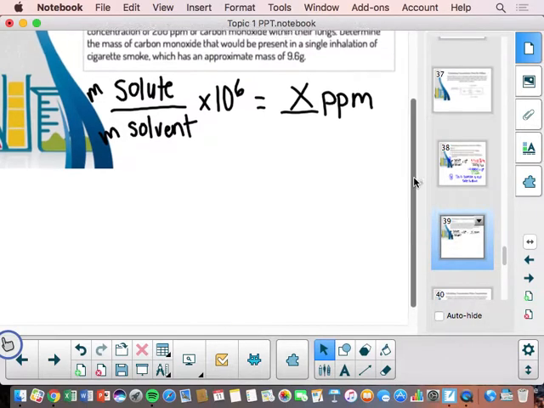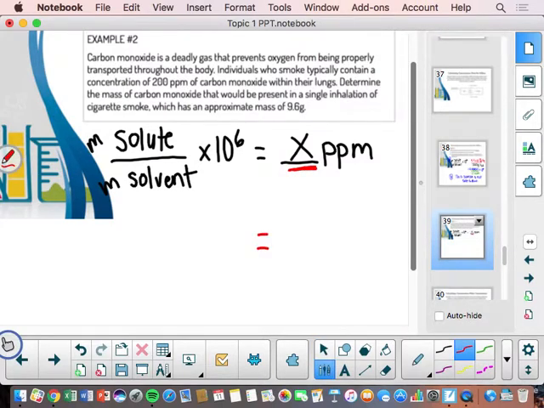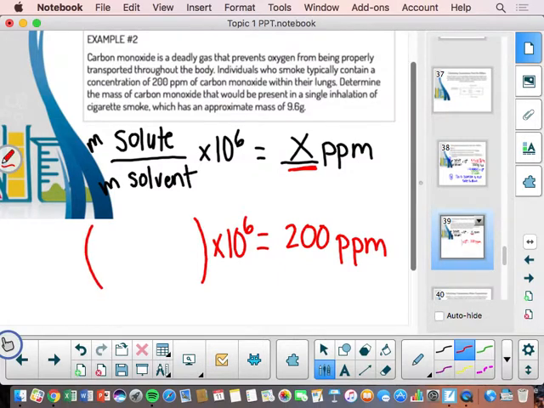So if we're going to calculate this, let's plug in the information that it gives us in the question, and then we can figure out our missing part. Because this question gives us 200 parts per million, we actually have this piece of information. So I'm just going to write this below. We have 200 parts per million is equal to, well, 10 to the 6 is always going to be there. And then this is possibly where we're missing a piece of information.